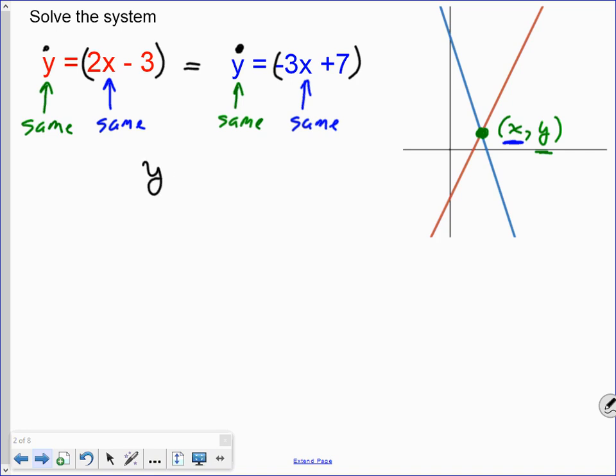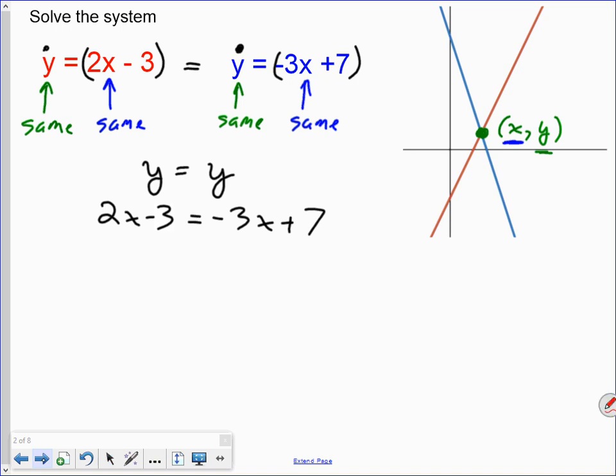Like if y is equal to y, and in equation 1, y is equal to 2x minus 3, and in the second equation, y is equal to negative 3x plus 7, we can set those two expressions that are both equal to y equal to each other. Now we've got an equation that we know how to solve, right? Because this just has one variable in it, x.